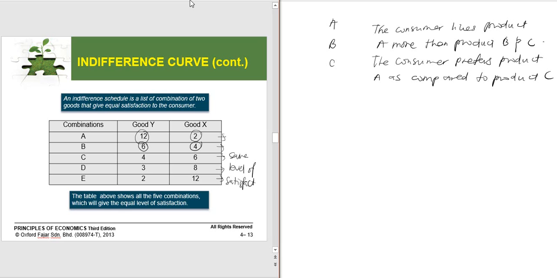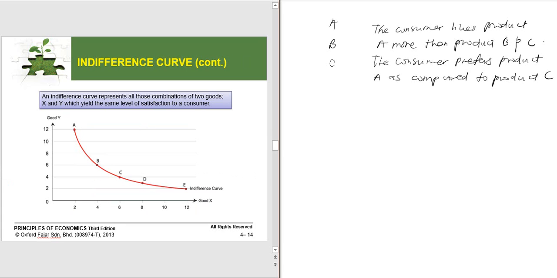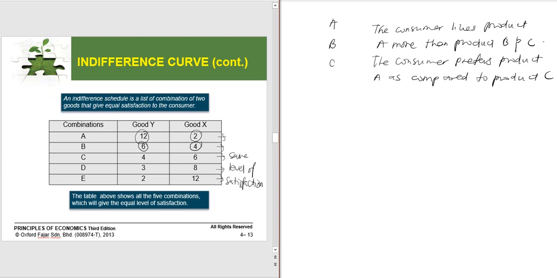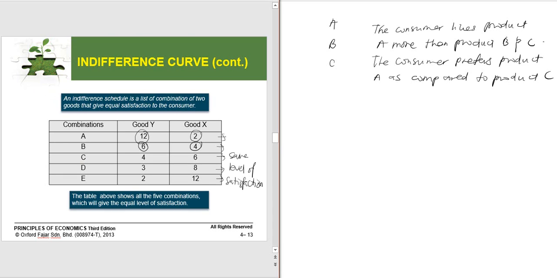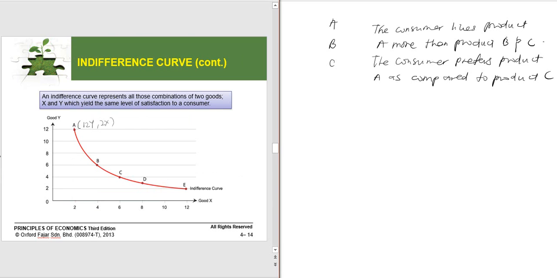Okay, so when you illustrate or put all this information on a graph, what you will get is this graph. So this is combination A just now, when the consumer consumes 12 good Y and 2 good X. And for point B here is when the consumer consumes 6 good Y and 4 good X.